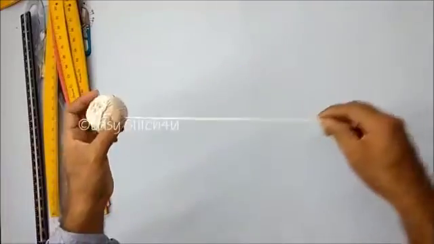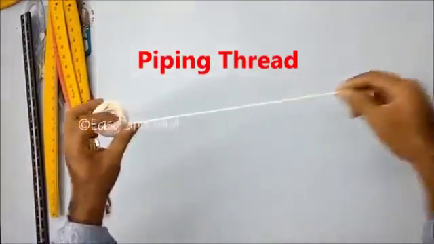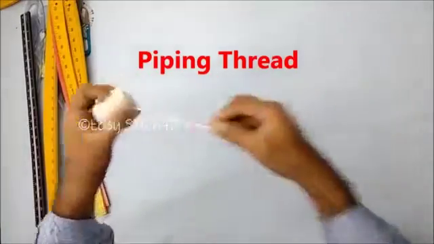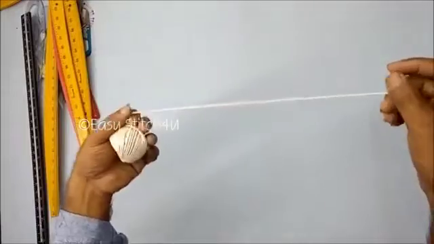Now we have a piping thread. This is used to give a more beautiful finish to the edges of the dress. Often in women's wear, we would find such kind of piping.